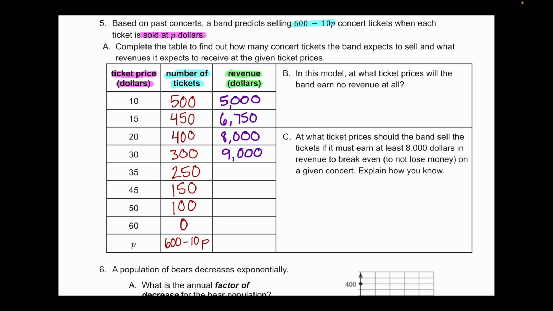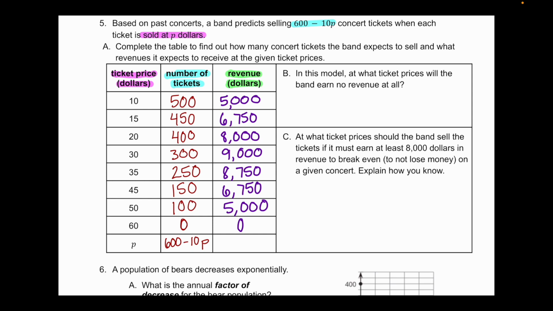35 times 250, 8,750. 45 times 150, 6,750. Prices are going back down now. Well, not prices, but the amount of money they're making from these prices. 50 times 100, back to 5,000. And 0 times anything is 0. So if they sold them at $60, no one would buy any and they wouldn't make any money.